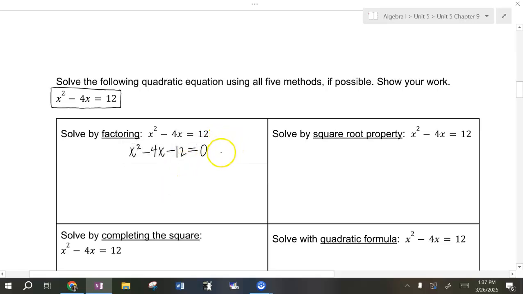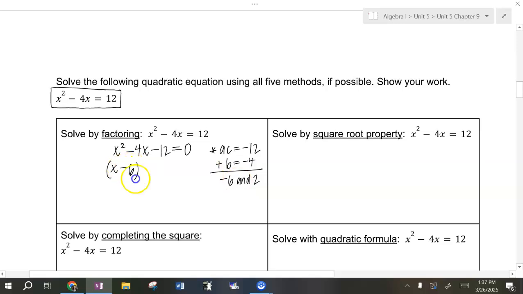Now you take a times c. In this case, a is 1, c is negative 12. So ac is negative 12. Write down the b value, negative 4. You have to think of 2 numbers that multiply up to ac and add up to the b value, negative 4. What 2 numbers can multiply up to negative 12 and add up to negative 4? That would be negative 6 and positive 2. Since the a value was 1, we're going to skip straight to the factors by using the shortcut x and then write the first number and then put your variable x and put the second number, positive 2.